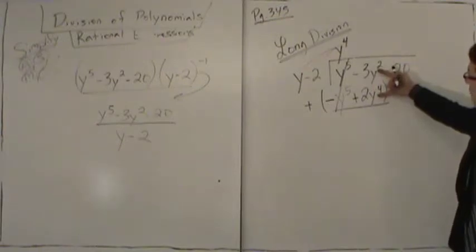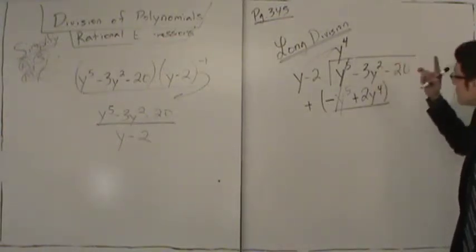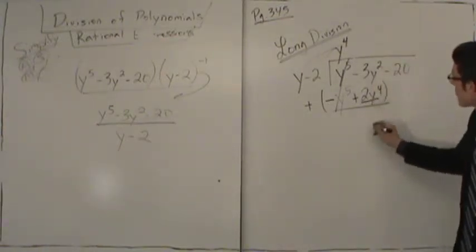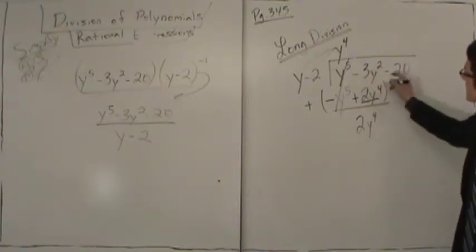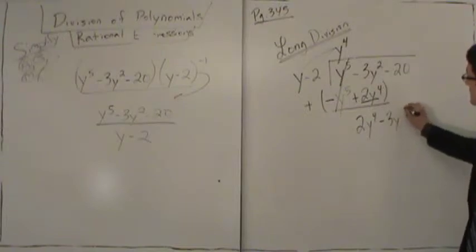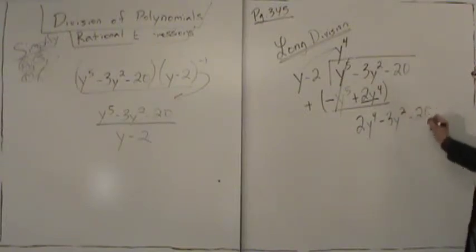Question, does the y to the 4th match the y squared? No. Which one goes first? We put our y to the 4th term first, so positive 2y to the 4th, and bring everything else down. Minus 3y squared goes next, then minus 20, and start the process over.